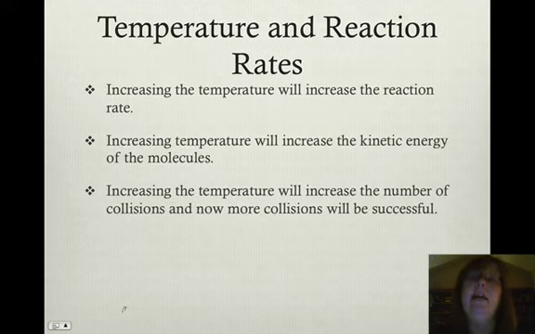All right, let's look at temperature and reaction rates. As you know from the last unit, temperature is a measure of the kinetic energy. So if we increase the temperature, we're going to increase the kinetic energy of the molecules that are reacting. That is going to cause the molecules to collide more frequently because they're moving faster, so this is going to increase the reaction rate. An increase in temperature will make the molecules move faster, collide more often, and will speed up the reaction.